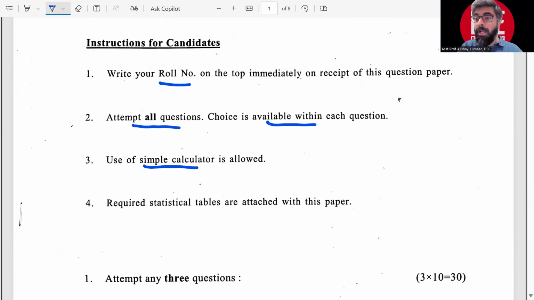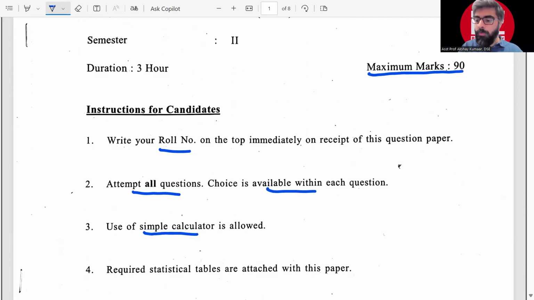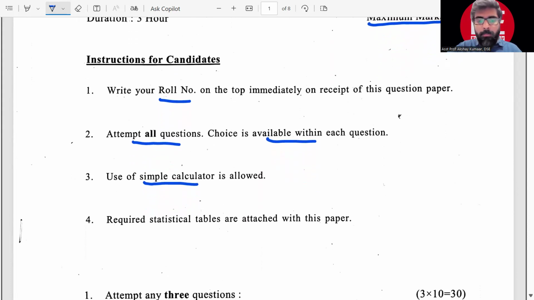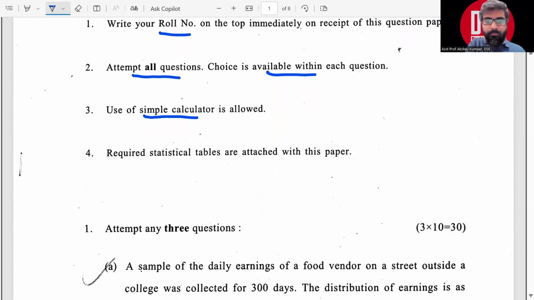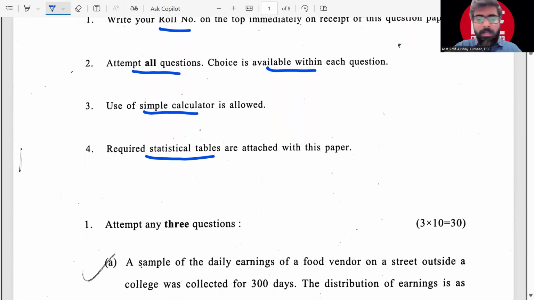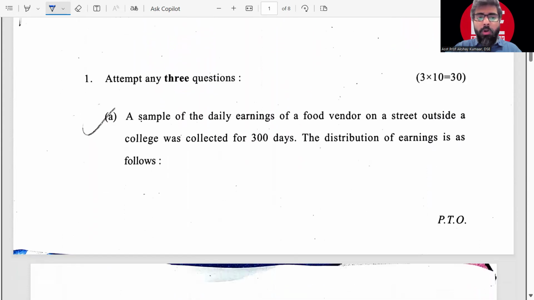The exam is for 90 marks. The final exam is for 90 marks for this particular paper. And in the exam, you will also be provided statistical tables for various statistical distributions. Okay, so in this particular lecture, I'm going to start with the discussion of problems from question number 1.